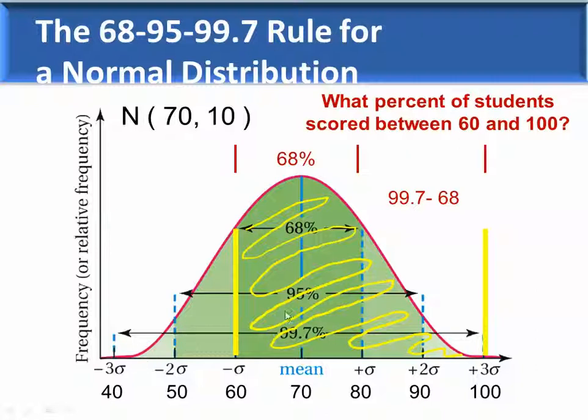But we don't want both triangular tails. We only want the tail that's on the right here. And because it's symmetrical, we know that this is exactly half of the two of them. So if we divide 99.7 minus 68 by 2, we're going to come up with 15.85%. And that is the area under this tail of the curve. So now if we add together the 68% and the 15.85%, we find that the total area between 60 and 100 is 83.85%.